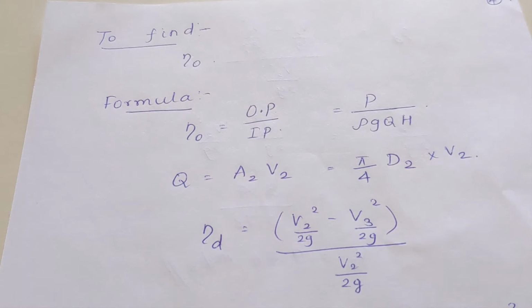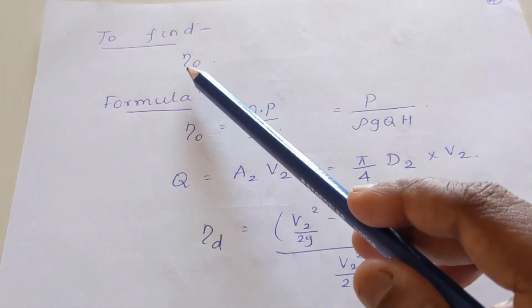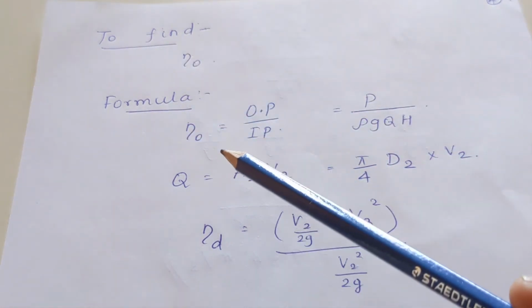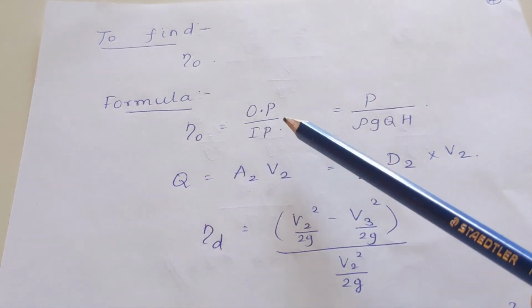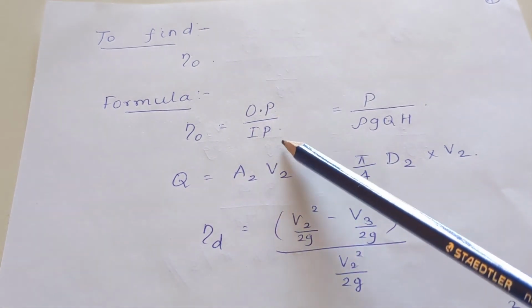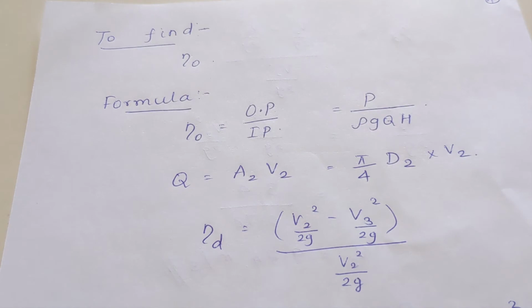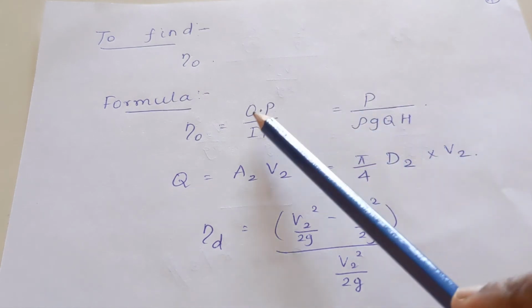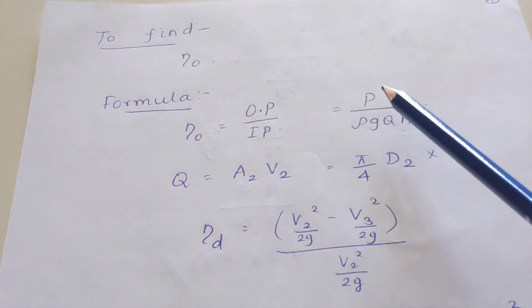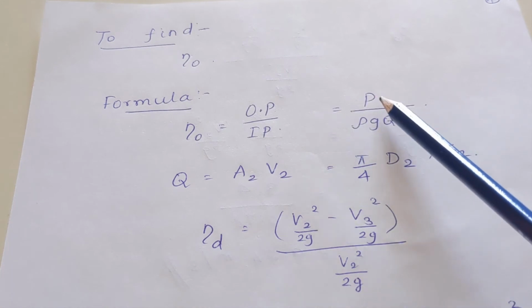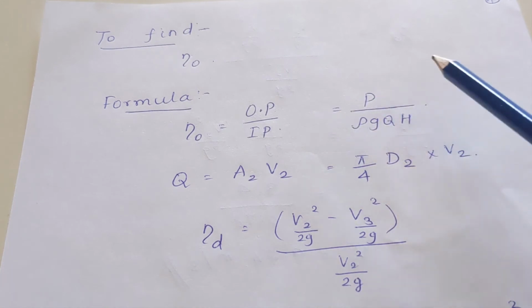So what do you have to find? You have to find the overall efficiency, that is eta O. What is the formula? Overall efficiency is nothing but output power divided by input power. That we all know. Output power is given in the problem, 3000 kilowatt.